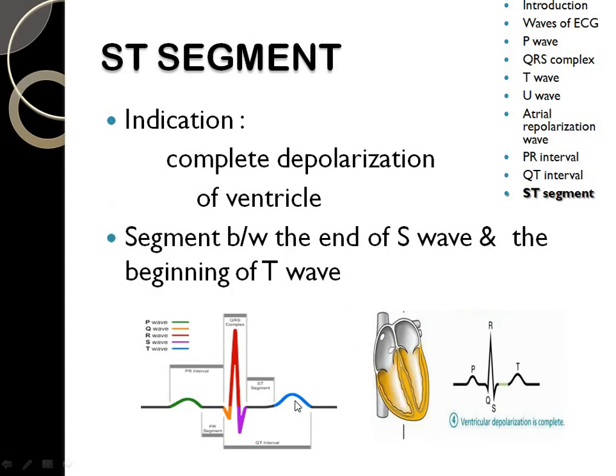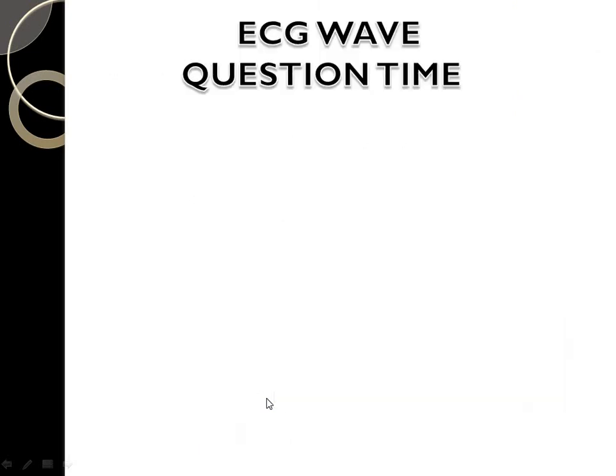ST segment. This is the ST segment. It indicates the complete depolarization of the ventricle. Depolarization means complete contraction of the ventricle. The segment between the end of the S wave to the beginning of the T wave is called the ST segment. Now, question time.